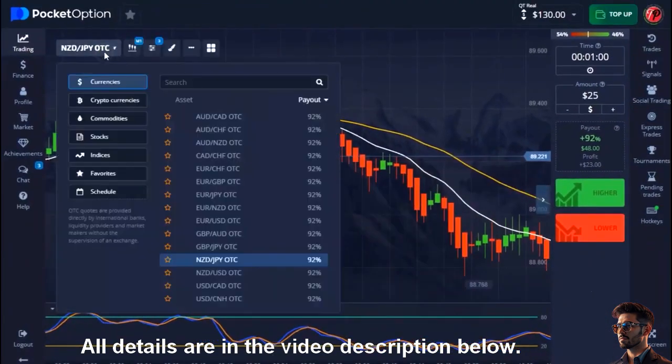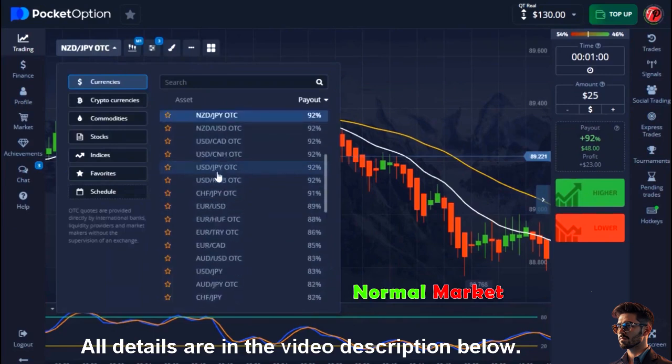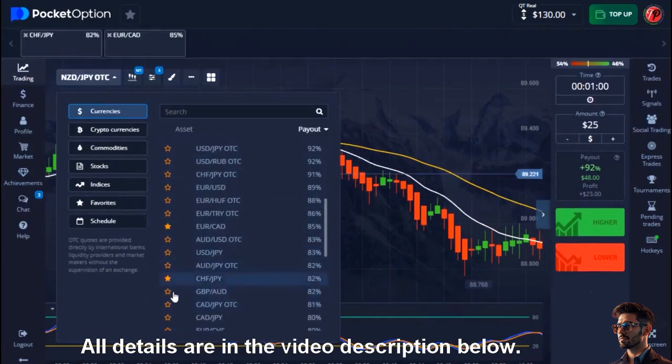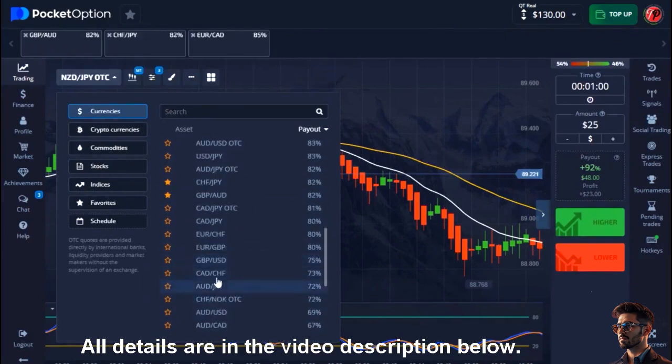Like I said, we are doing this with a normal market. All right, so I'm going to put up my currency pair real quick, then I'll start analyzing. So when I get a good moment, I'm going to come down, enter a trade, and of course show you the perfect moment I'm talking about.